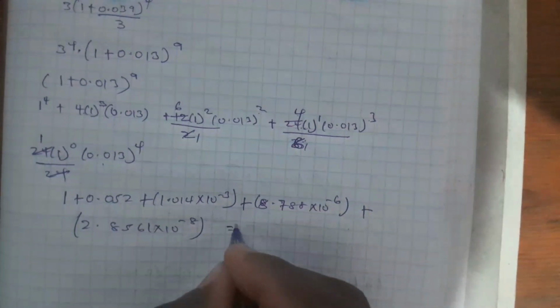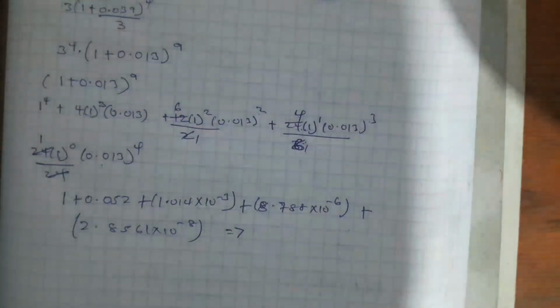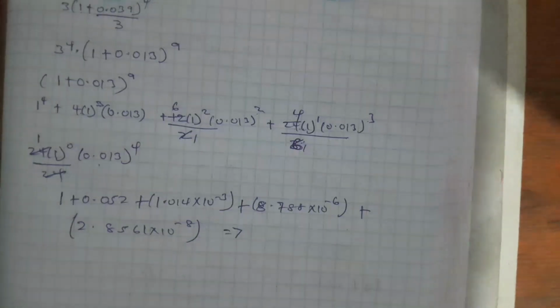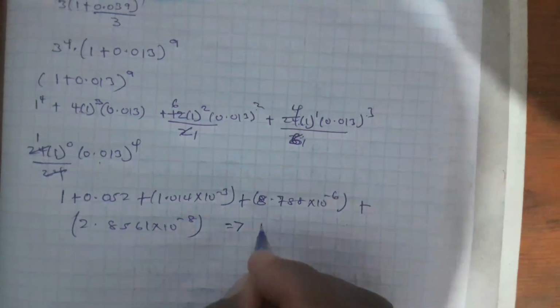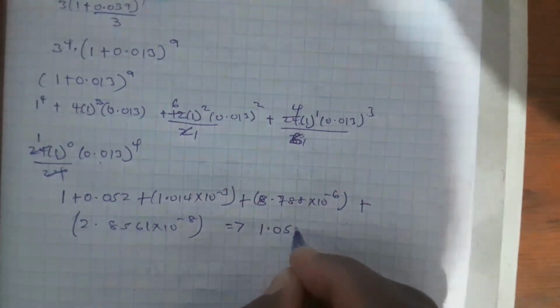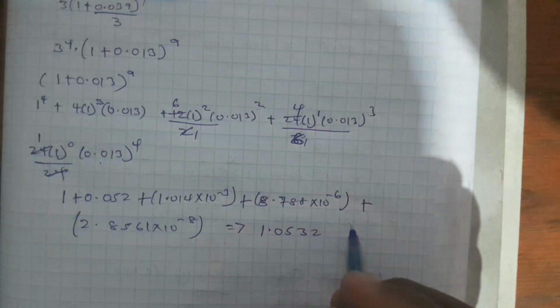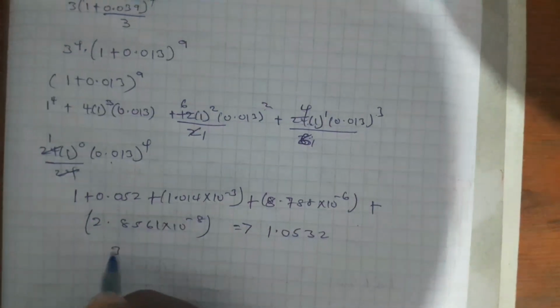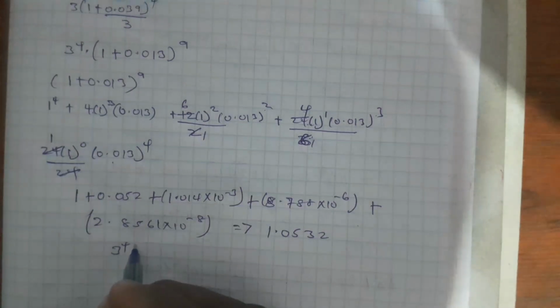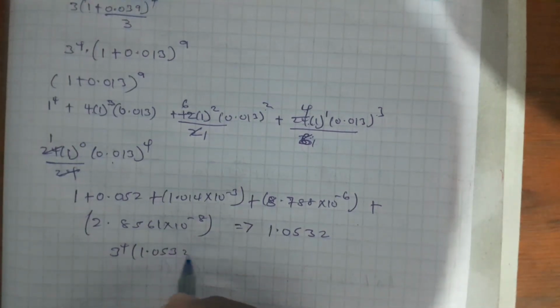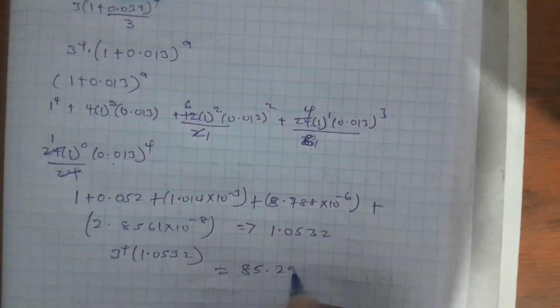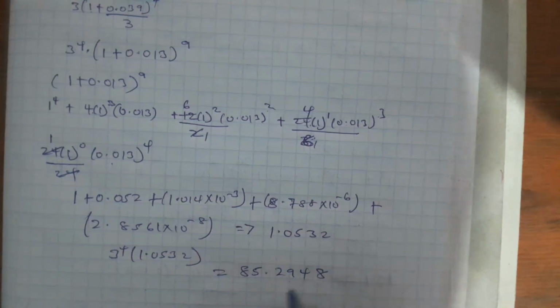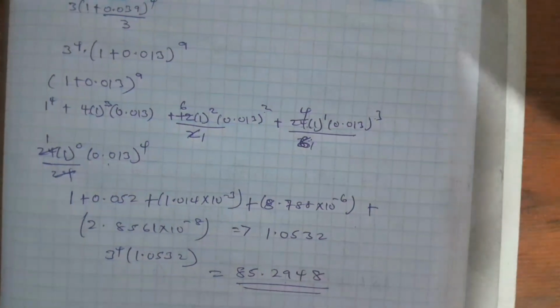If you solve this, you add all this with a calculator. You find out that your answer is 1.0532. You multiply 1.0532 by 3 raised to the 4th power, and your final solution is 85.2948. Now this is how you use binomial series to expand given terms.